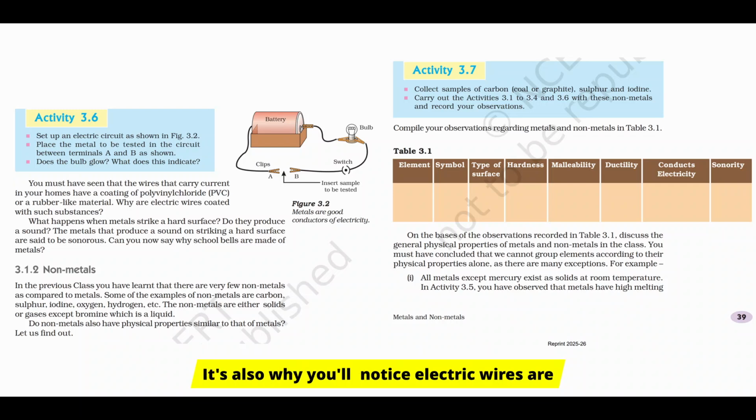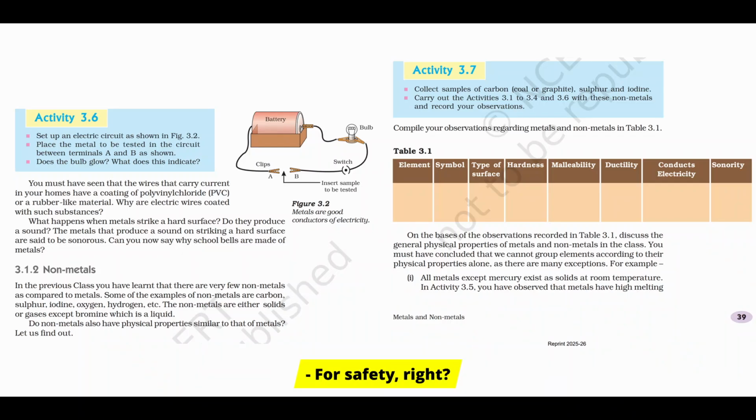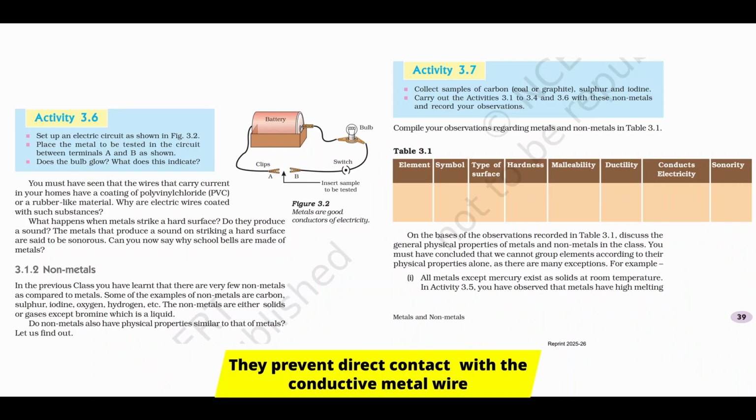It's also why you'll notice electric wires are coated, usually with materials like PVC or rubber. For safety, right? Absolutely. Those coatings are vital for insulation. They prevent direct contact with the conductive metal wire and ensure safety by stopping current leakage.